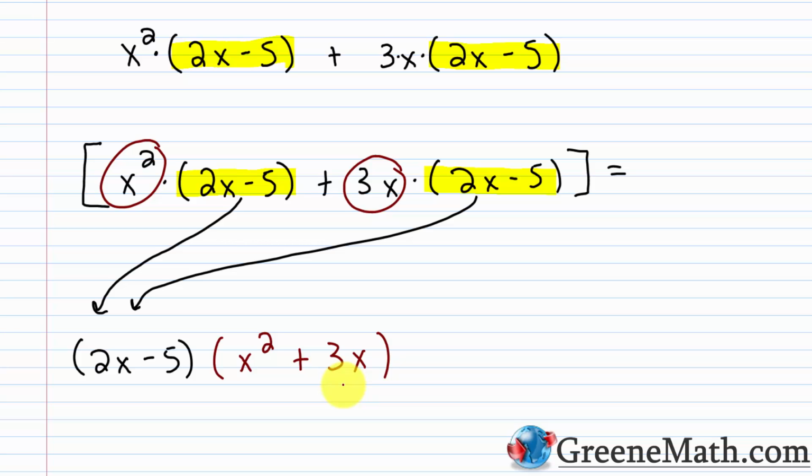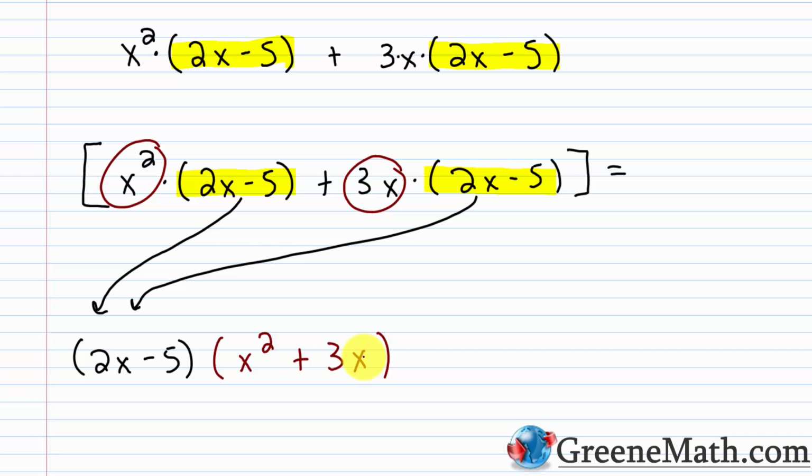Later on we're going to learn that we can further factor this and pull another x out, because that's common to each term here. But for right now, let's not worry about that. Let's just keep it as it is. So that is what factoring by grouping entails: we pull out a common binomial factor. And you're going to see that moving forward.